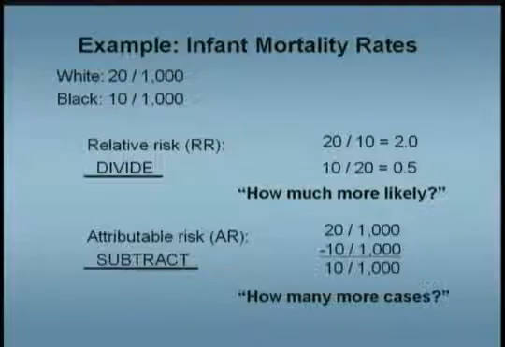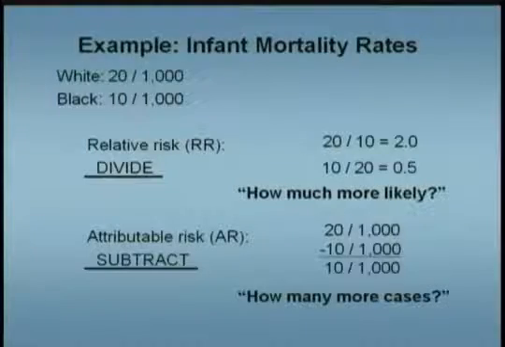Now, think for a second. As a practicing primary care physician, which one of these two is probably of most concern to you? Well, I'm going to suggest it's going to be attributable risk. Because as a physician, you don't treat probabilities, you treat patients. And attributable risk here tells you how many additional dead babies you're going to see if you go from practicing where it's mostly black to going to practice where it's mostly white.